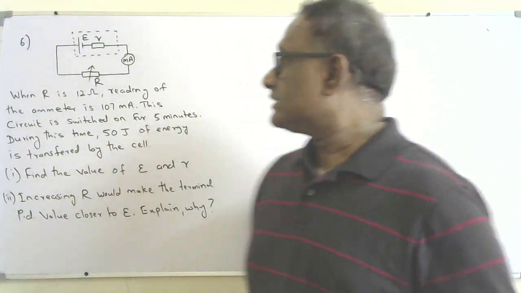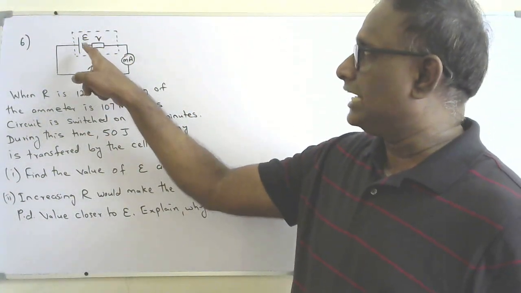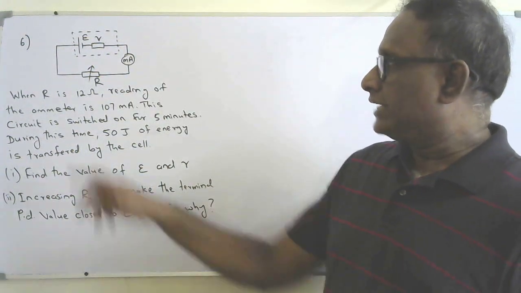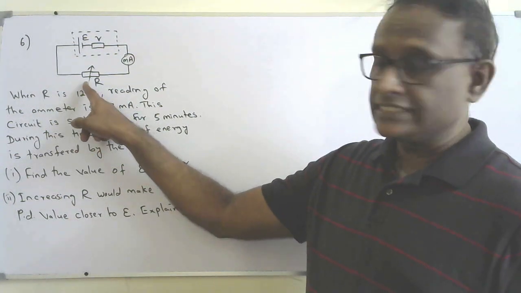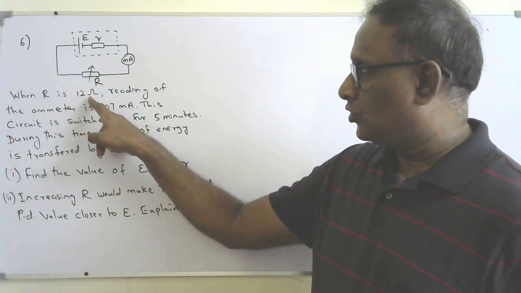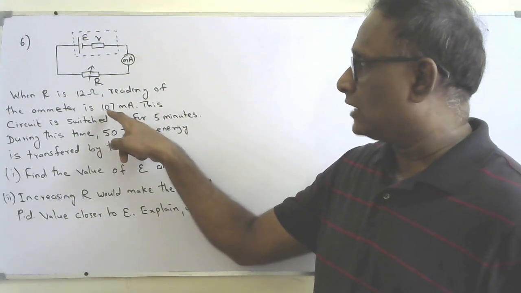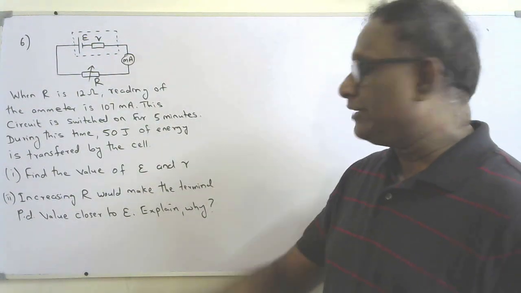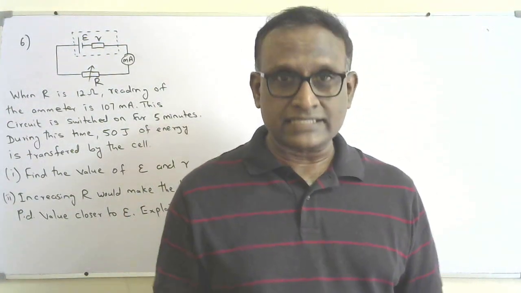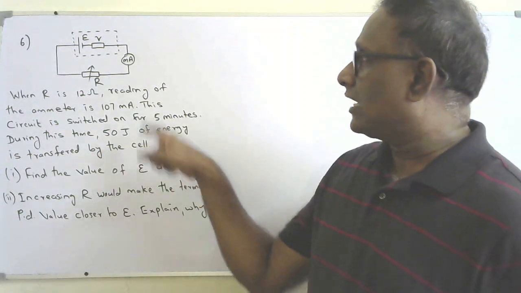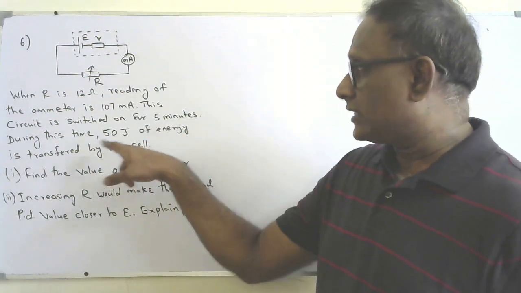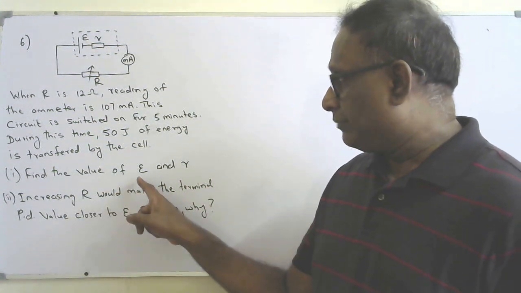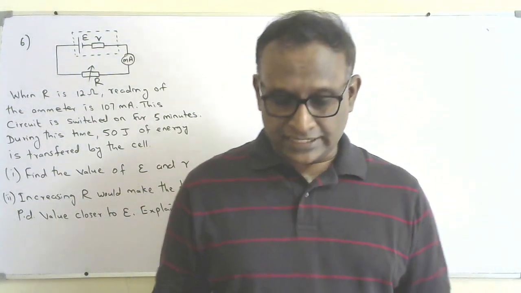Okay, so in this question, there's a real cell which has EMF epsilon and internal resistance r. There's an ammeter or milliammeter, whatever it is. Now they are saying when the value of R, a variable resistor, is 12 ohms, the reading of the milliammeter is 107 milliamperes. When this circuit is switched on for 5 minutes, that means 5 into 60, 300 seconds, the total energy transferred by the cell to the circuit is 50 joules. So first part, find the value of EMF and the internal resistance of the cell.